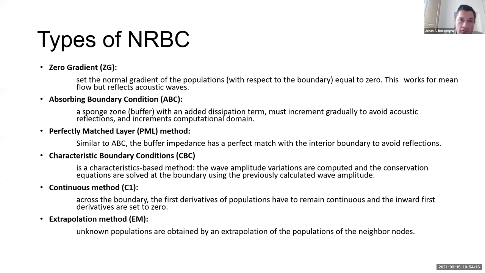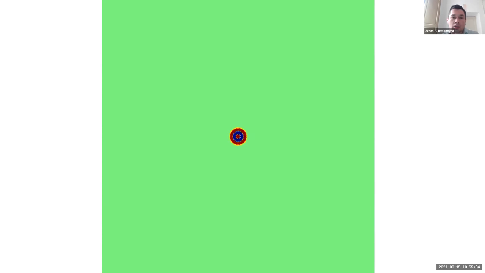We have different types of non-reflecting boundary conditions. The zero gradient, fixing the normal gradient of the population equal to zero, works very well for flow, but reflects acoustic waves. Then some strategies are the absorbing boundary condition and the perfectly matched layer, which implies the use of a buffer zone that absorbs the wave by an increasing viscosity. And without the use of a buffer zone, you can use the characteristic boundary conditions to perform this kind of condition that is a need in acoustics.